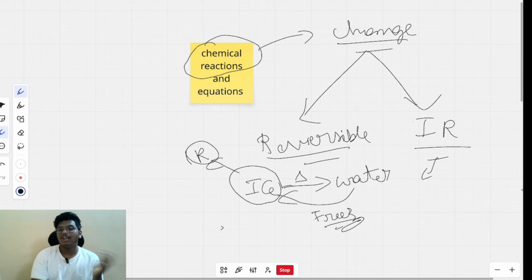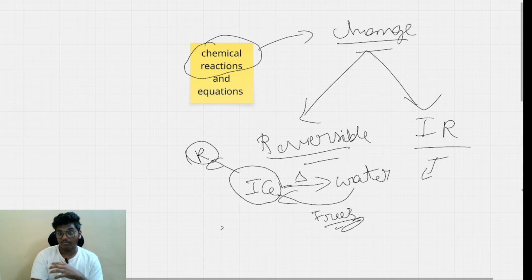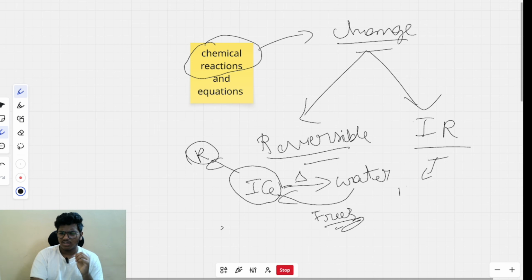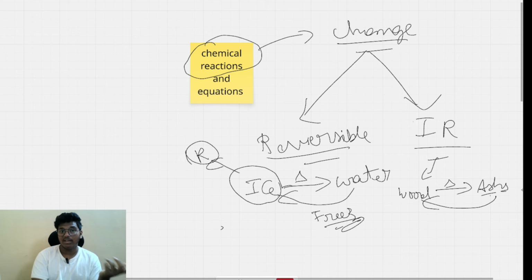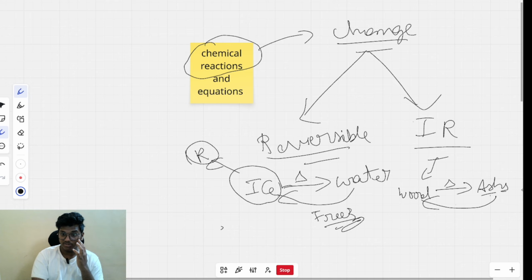What is irreversible? Something which can't be converted from product back to reactant. For example, take wood. If you burn wood, it will be converted into ashes. Can you convert the ashes back into wood by any kind of chemical or physical process? No, it's not possible. That's why it is known as an irreversible reaction.